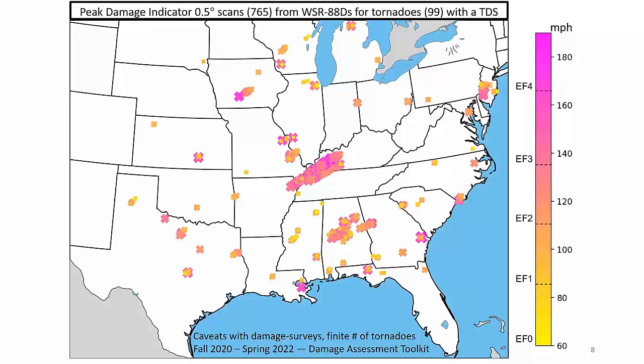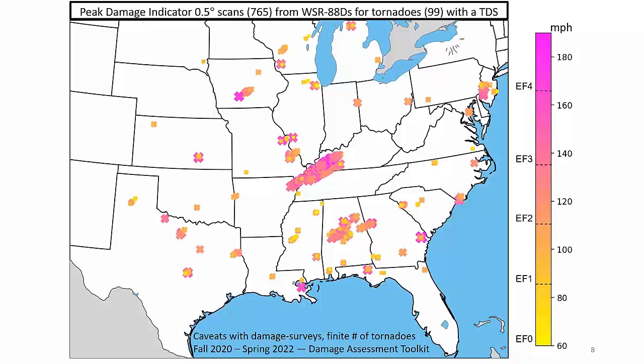And so we matched up the peak damage indicator wind speed in the vicinity of a tornadic circulation, in time and space, and assigned that particular half-degree scan as a half-degree DI or damage indicator scan. And we had 765 of these scans from 99 tornadoes that spanned from the fall of 2020 to the spring of 2022. And so here's just the spatial distribution of these events.